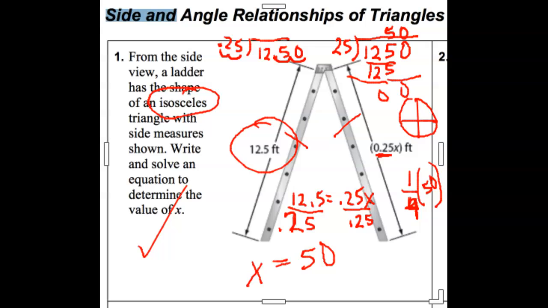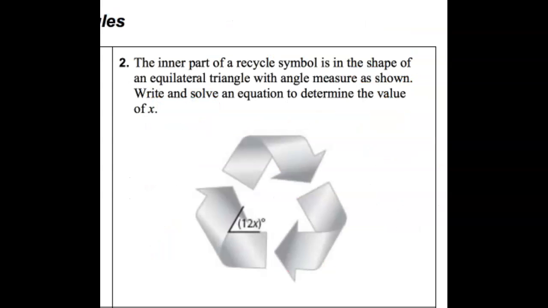Okay, let's do one more problem together. The inner part of a recycle symbol is the shape of an equilateral triangle with the angle measures as shown. Write and solve an equation to determine the value of x. So if we just visually look inside here, this little shape is going to be an equilateral triangle. All 3 sides are equal, which means that all 3 angles are equal.